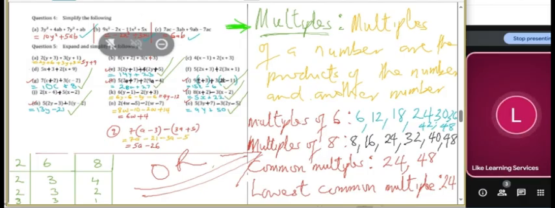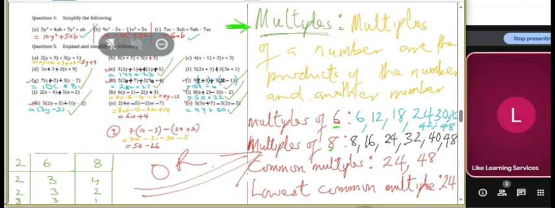Let's start, for instance, multiples of 6 will be 6 times 1, 6, 6 times 2, 12, 6 times 3, 18, 6 times 4, 24, and so on. Good. And multiples of 8. 8 times 1, 8. 8 times 2, 16. 8 times 3, 24. 8 times 4, 32, and so on, and so forth.